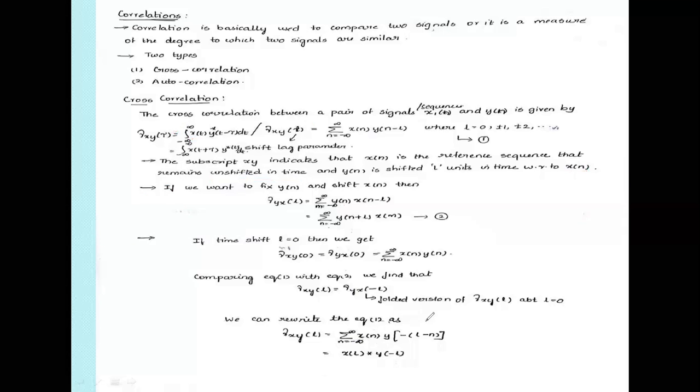Okay, we can rewrite equation 2 as Rxy of L is equal to the sum of n from minus infinity of x of n y of minus of L minus n. You can take this as y, and here it is x of L with the convolution of y of minus L. So this equation is a relation between convolution, x of L with the convolution of y of minus L, and the cross correlation function Rxy of L. One signal is a normal signal, another signal is a folded version of the signal.